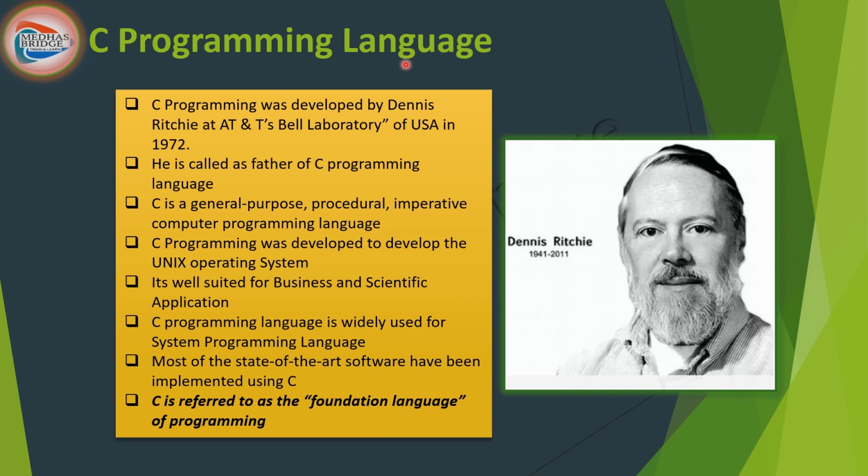C programming was developed by Dennis Ritchie at AT&T Bell Laboratory of USA in 1972. He is called the father of the C programming language. C is a general purpose, procedural, imperative computer programming language. Mainly, C programming was developed to develop the Unix operating system. That's an interesting point. It's well suited for business and scientific applications.